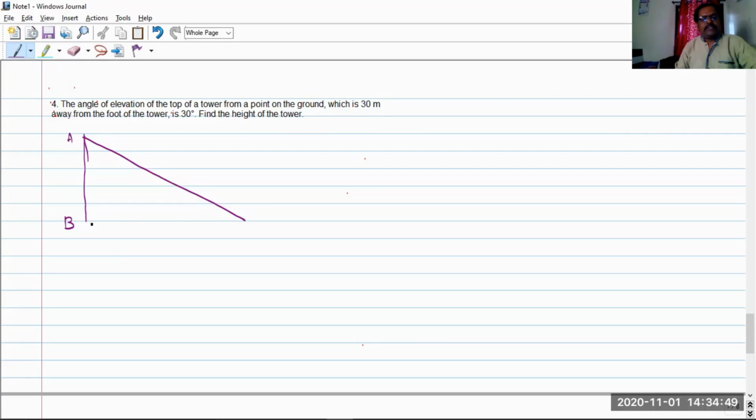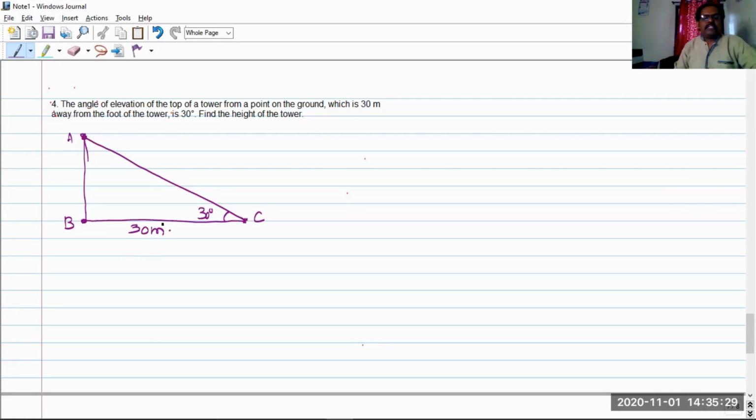So you are given the angle of elevation. So you just need to join this. Let it be the point C on the ground. So the angle of elevation of the top of the tower, A is the top of the tower, with the ground at the point C is given how much? It is 30 degrees. And also you are given that the point is at a distance of 30 meters away from the foot of the tower. B is the foot of the tower. So the distance of this point C from the foot of the tower is given as 30 meters.